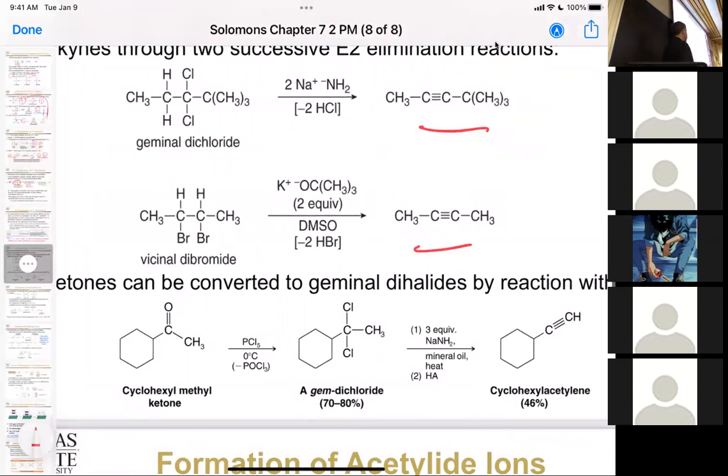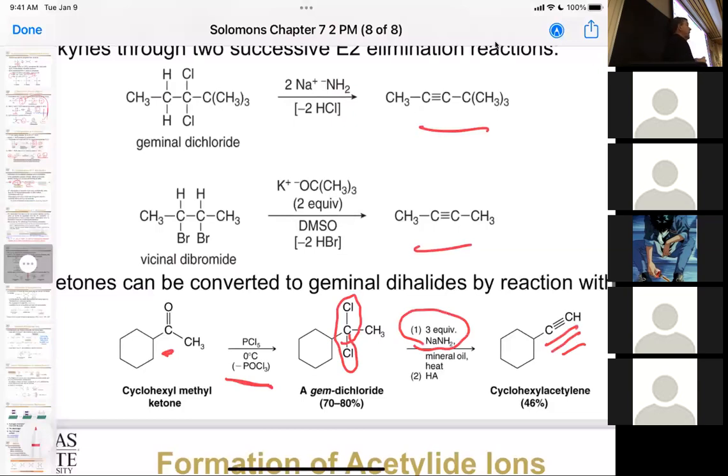The way to generate these geminal dihalides is to use phosphorus pentachloride. It's phosphorus with five chlorines on it. Notice that has 10 electrons around it, okay? So it's one of the ones that can break the octet. What it's going to do is, phosphorus is oxophilic. It really loves being bonded to oxygen. So it's going to kick off two of these chlorines and attack and take that oxygen away. And so the chlorines are going to end up on that carbon. So in this case, we're going to get our geminal dichloride compound right here from a ketone. And then we're going to use excess, looks like three equivalents of the sodium amide to generate our alkyne. So this is another way to form that.